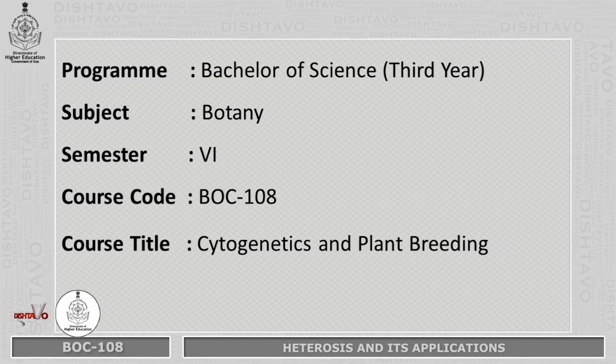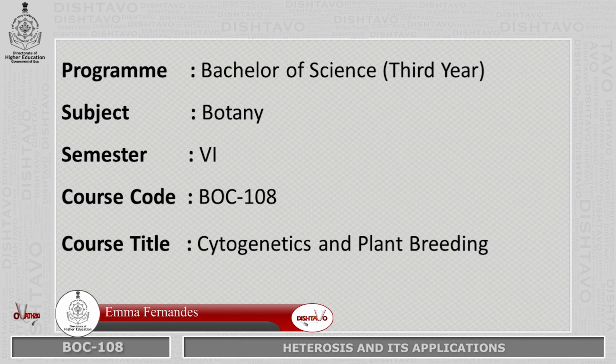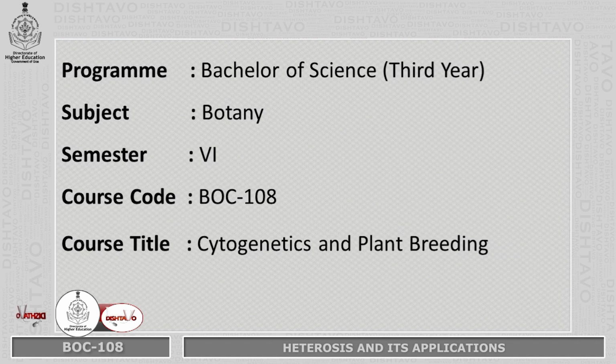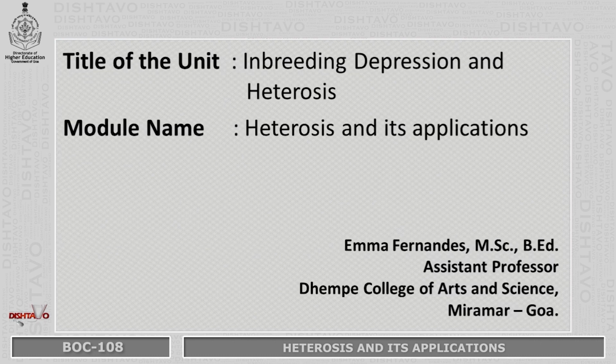Welcome to this e-module. This program is designed for the students of Bachelor of Science 3rd year in the subject of Botany, Semester 6, course code BOC 108, course title Cytogenetics and Plant Breeding. The title of this unit is Inbreeding Depression and Heterosis. Module name: Heterosis and its application.